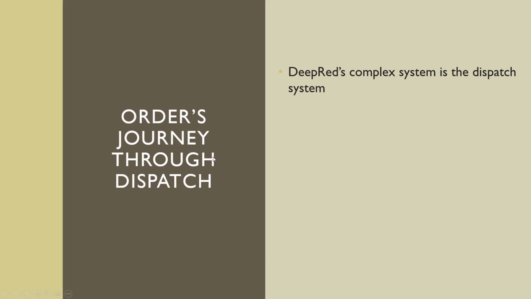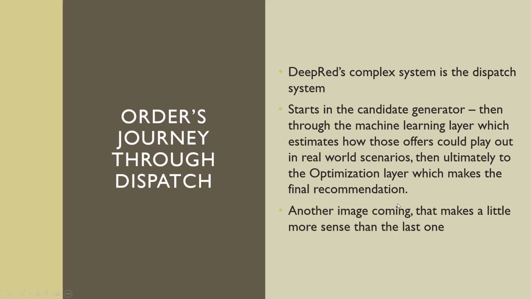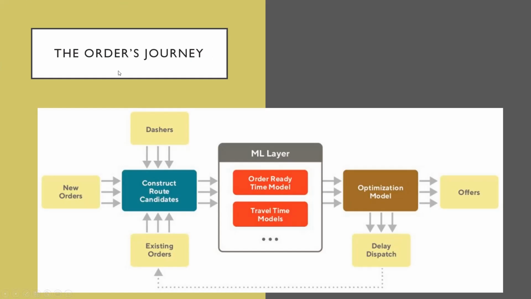Here's the order's journey through the dispatch. So this is what the whole process. So Deep Red is the complex dispatch system. So it starts in the candidate generator, then through the machine learning layer, which estimates how those offers could play out in real world scenarios, then ultimately to the optimization layer, which makes the final recommendation. Another image is coming that makes a little more sense than the last one. So here we go. Here's the order journey.